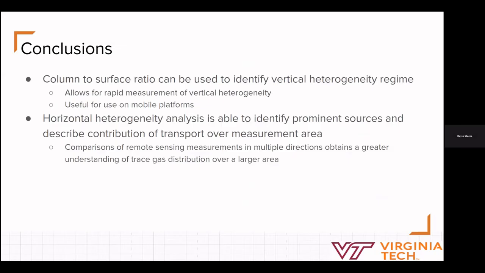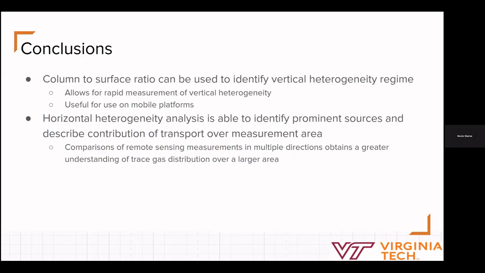And so just to wrap up pretty quickly, we have two major methods of analysis of these trace gases and their distributions within the atmosphere that we can use to come to a better understanding of how they're interacting than simply paying attention to one or two particular measurements individually.